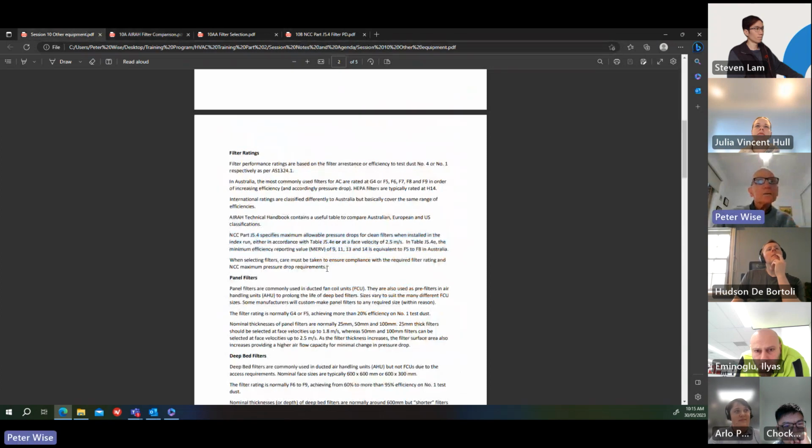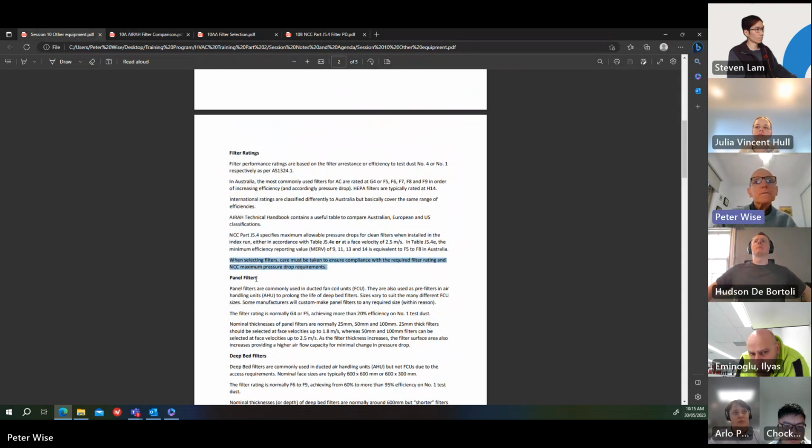So when selecting filters, take care to ensure compliance with the required filter rating and the NCC maximum pressure drop requirements. The NCC does give you a bit of flexibility there, because it's referring to 2.5 metres per second face velocity, which is probably the highest you'd ever want to go.